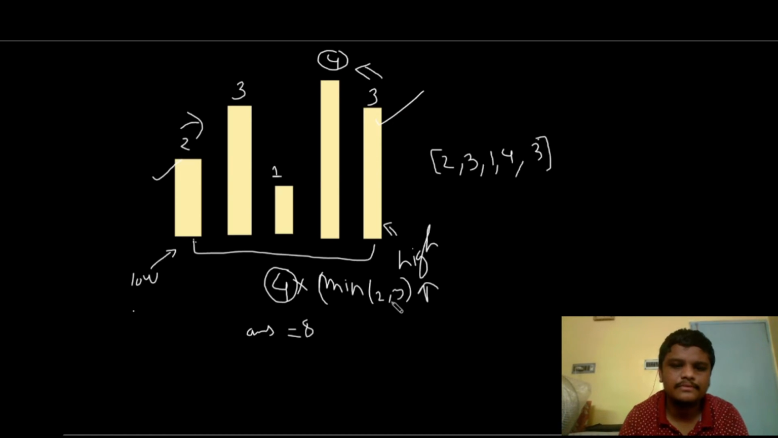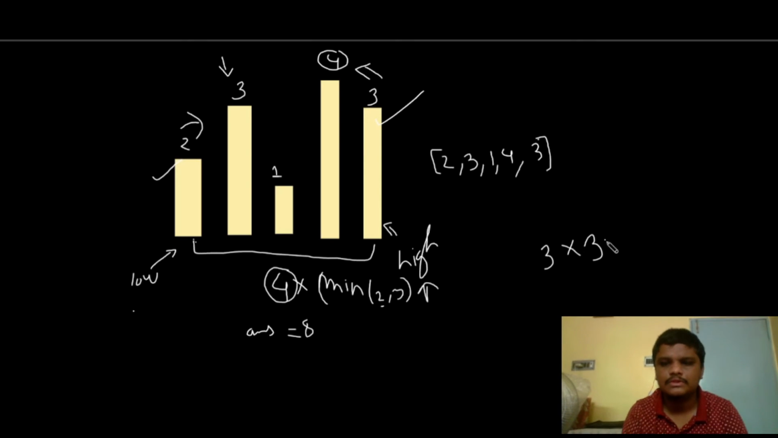So now we have to move this low pointer. Now the low pointer is going to point to 3, while the high pointer is pointing to this 3 again. Currently our length is 3, because we have 3 gaps, and the minimum of 3 comma 3 will give me 3. So 3 multiplied by 3 will give me 9. Now 9 is greater than 8, so we are going to update this answer.